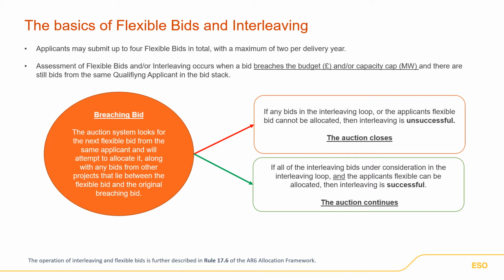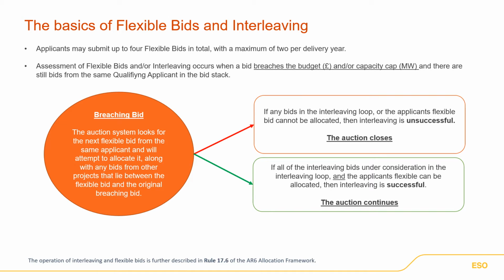As we have mentioned, applicants have the option to submit more than one sealed bid for an application. The additional bids then become known as flexible bids. Applicants may submit up to 4 bids in total, with a maximum of 2 per delivery year.